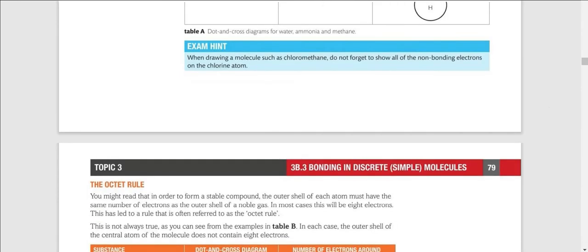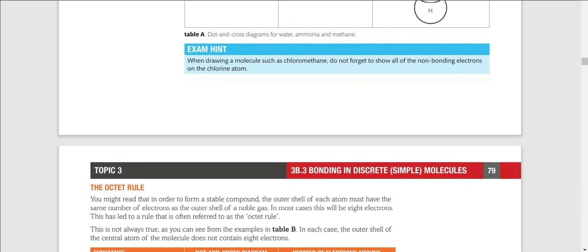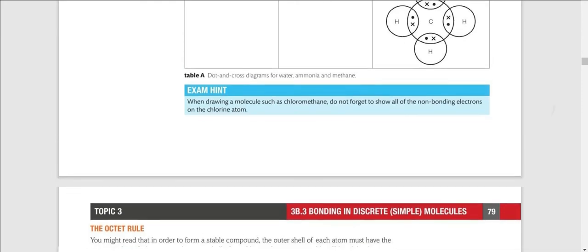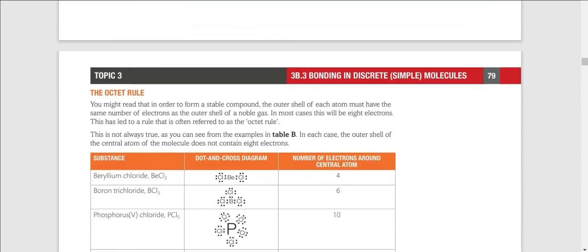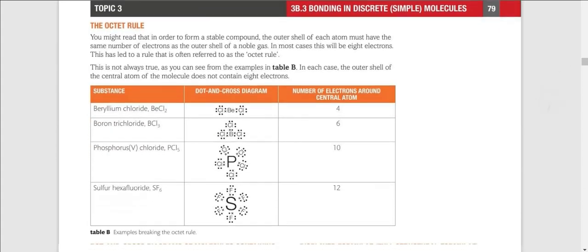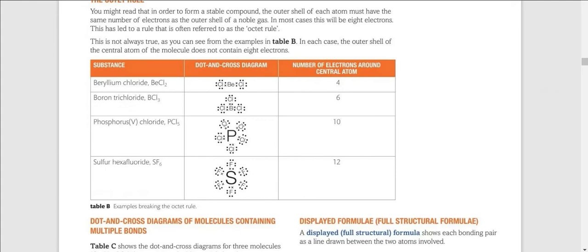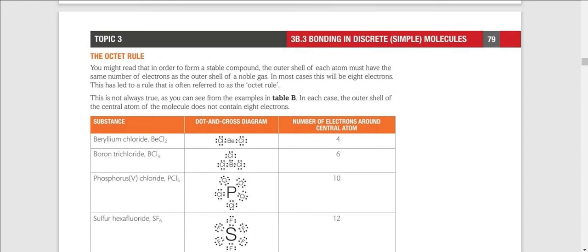And drawing such as chloromethane, do not forget to show all the non-bonding electrons on the chlorine atom. So you are going to show all the chlorine atoms' non-bonding electrons. What is an octet rule? Octet rule means that every element of the periodic table wants to gain the electronic configuration of the noble gases, especially completing 8 electrons. So that's the octet rule. Complete 8 electrons in its outermost shell.